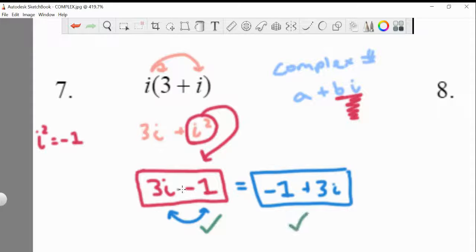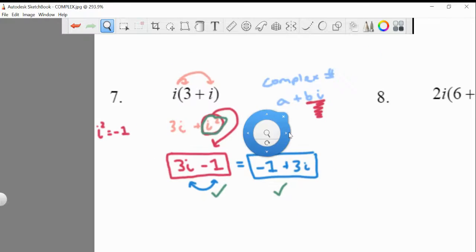This answer over here, check. They're both right, however you want to do it. And so we have these questions where we're going to do them exactly like if the i's were x's, plus this additional step. Anytime you get an i squared, you just swap it for a -1.